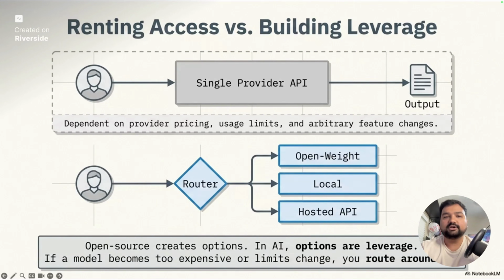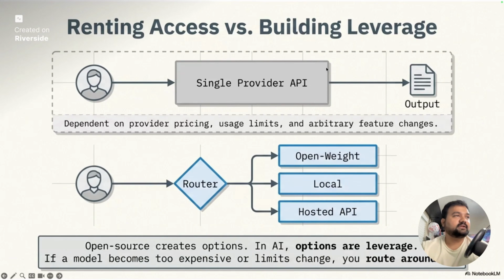And forever in AI, options are leverage. If one model becomes too expensive, you can route around it. If one model has limits, you switch. If one model is better for a specific task, you can use that model only for that task. And that is the future: not model loyalty, model routing.